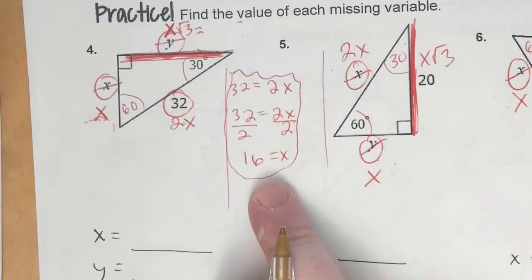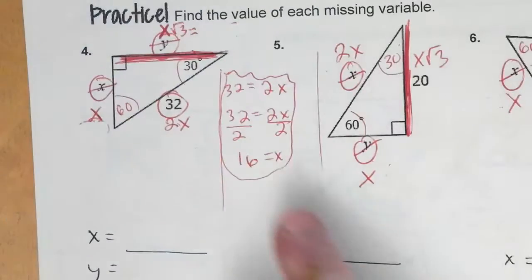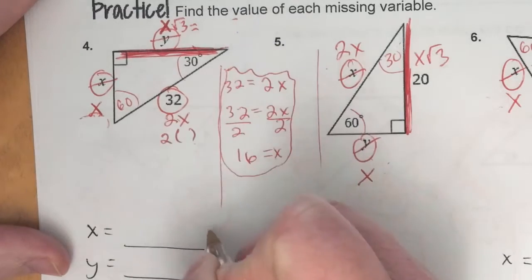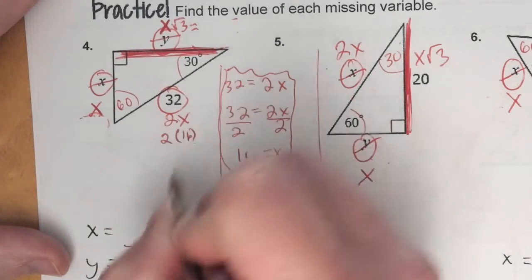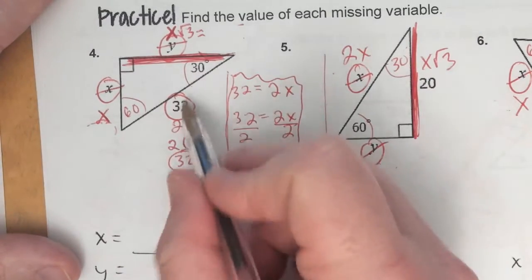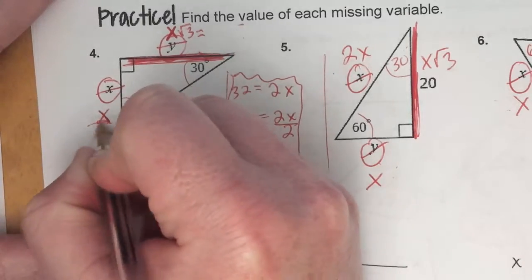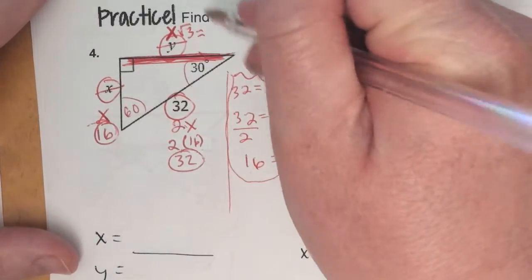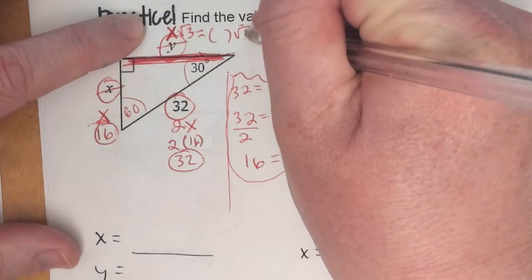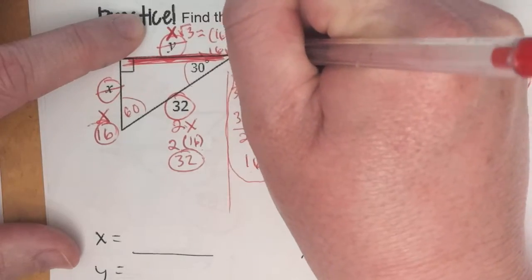Fabulous. Step number 4, we're going to plug in x into the other side. So everywhere we see a red x, we're going to plug in 16. So if I go 2 times whatever x is, so that'd be 2 times 16, that would go right back to 32. That's telling me I'm doing this right, because that's the same number as there. If I plug our red x into here, that would be 16. And if I plug my red x into here, that'd be whatever x is times radical 3. My red x was 16, so this would be just 16 radical 3.